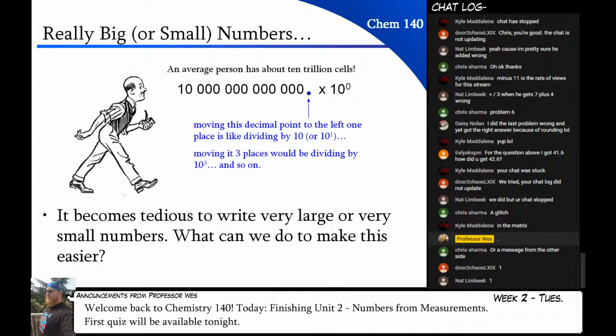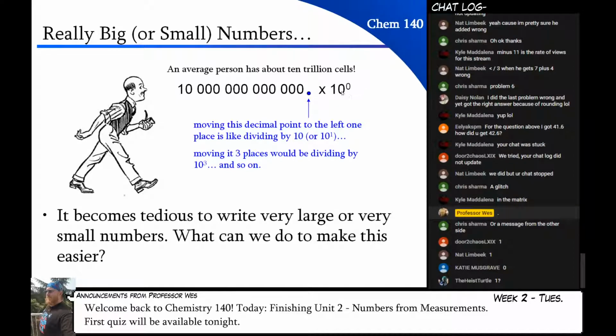Yeah, it's just 1, right? Anything raised to the power of 0 is 1. So if I take this number and multiply it by 10 to the 0, I'm actually multiplying it by 1, so I'm not changing its number.